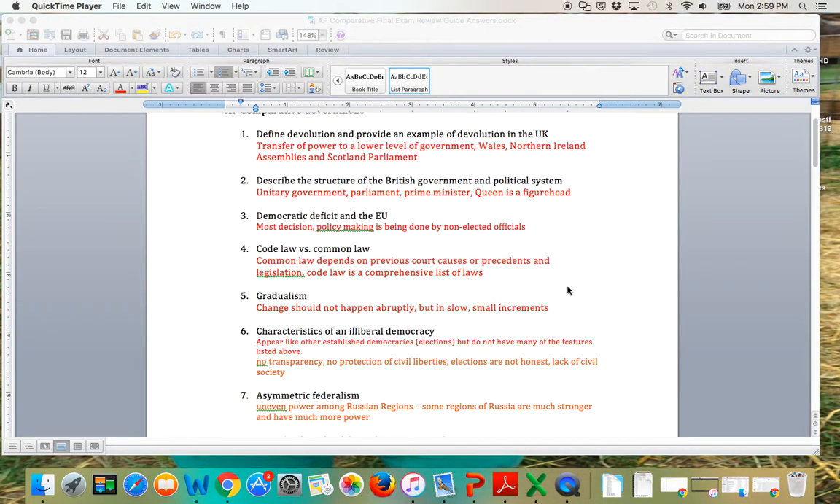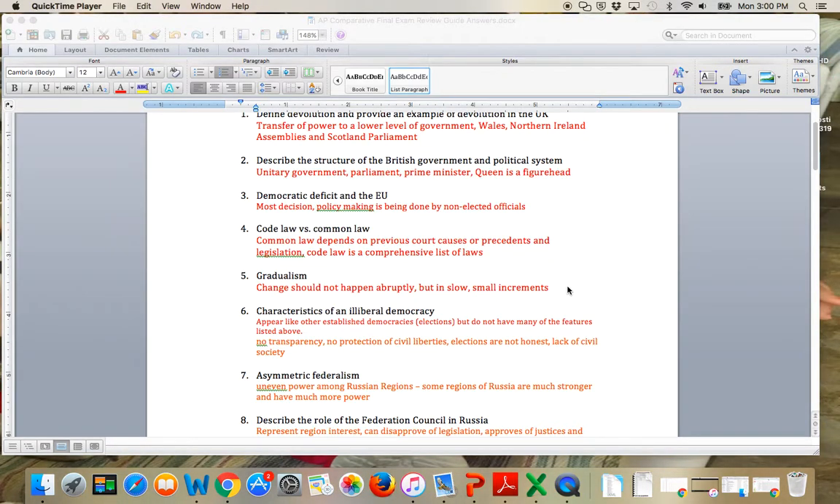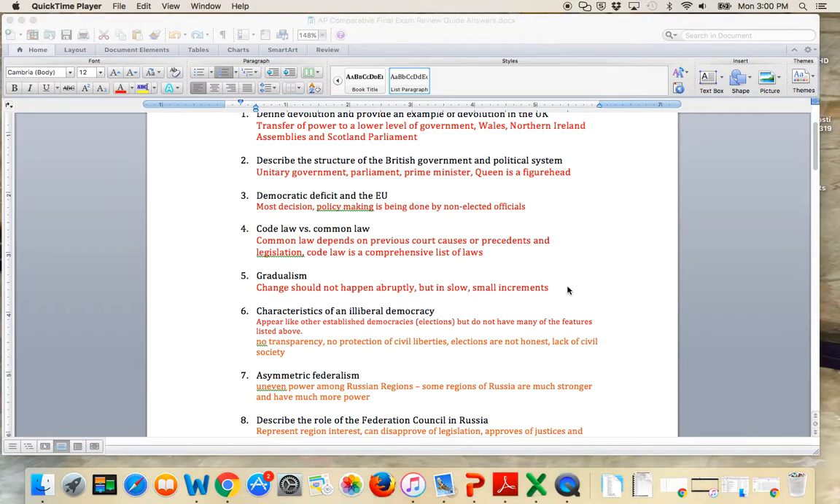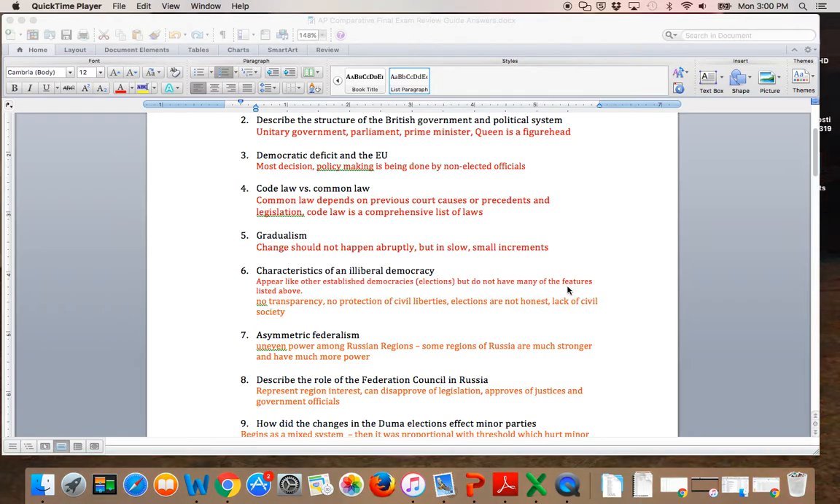Democratic deficit in the EU, meaning a lot of the policy makers and the decisions are being made by non-elected officials, so the people have less of a say. Code law versus common law. Common law depends on previous court cases, all the precedents, kind of like the United States, and any legislation. Code law is a comprehensive, long list of laws to follow. Gradualism, slowly changing. The UK slowly makes changes to their government structure and system.